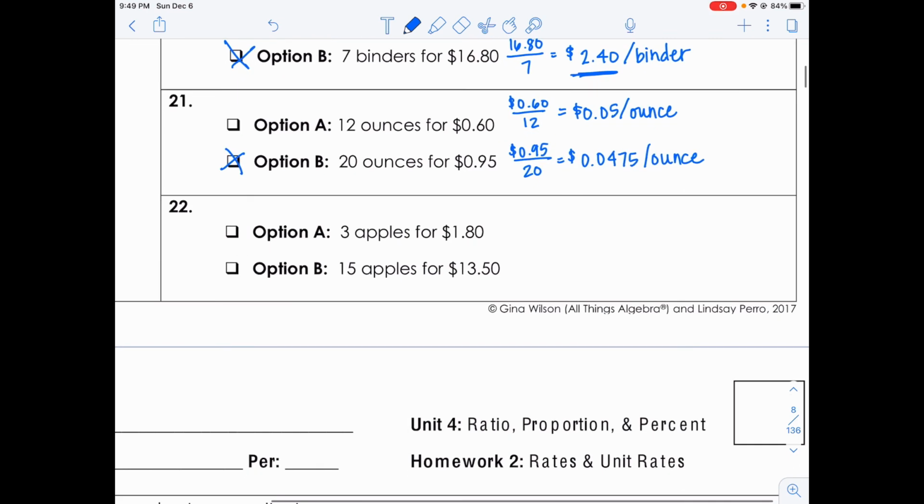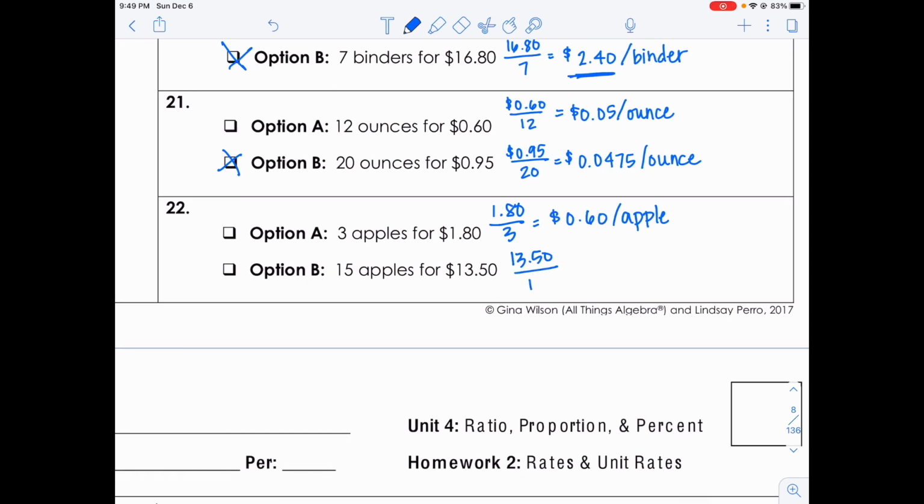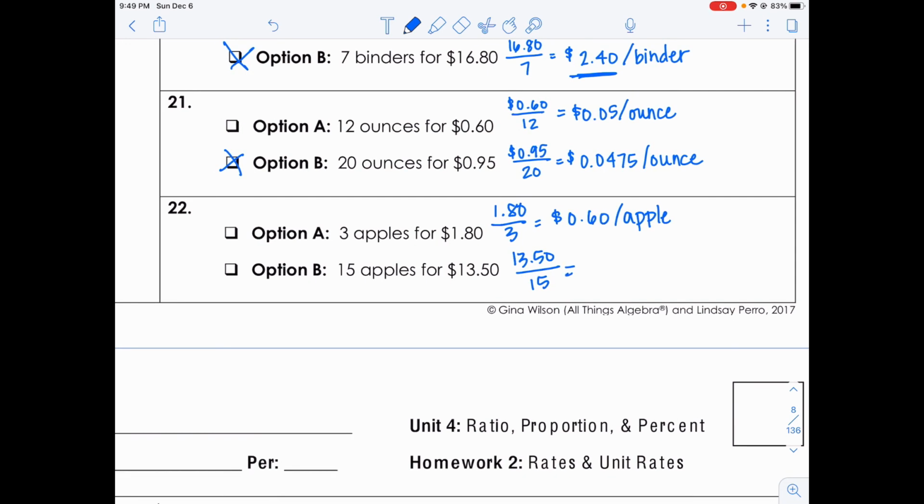And then moving down to number 22, setting up my rates, $1.80 for 3 apples. When I divide $1.80 by 3, I get 60 cents per apple. Option B, $13.50 divided by 15 apples, I get 90 cents per apple. If I'm buying apples, I would prefer to spend 60 cents on one apple than 90 cents on one apple. So on this one, option A is the better buy.